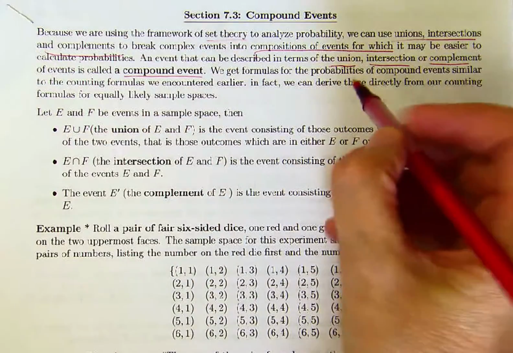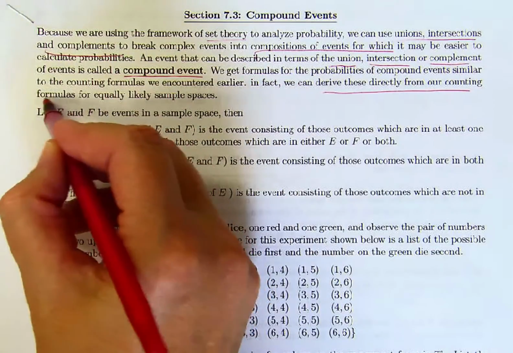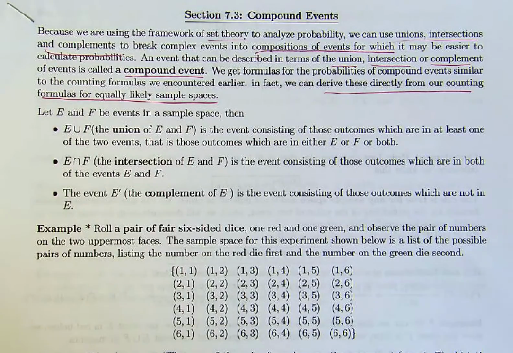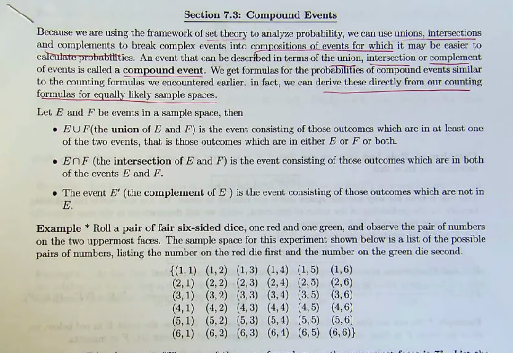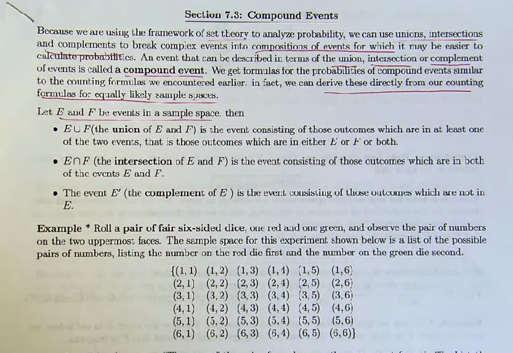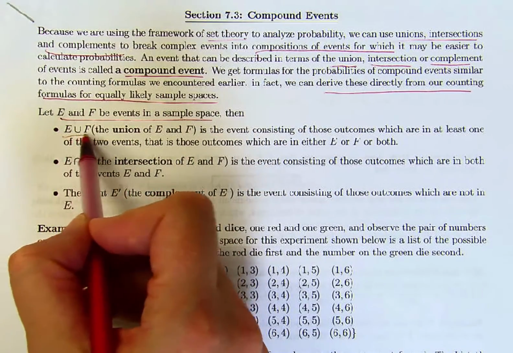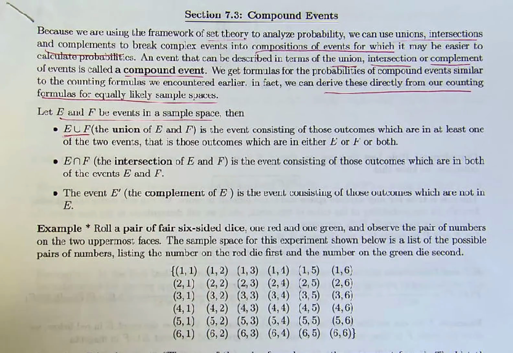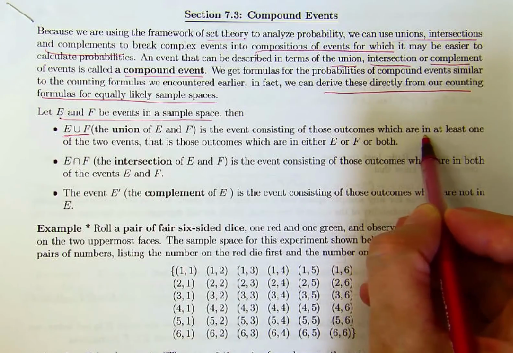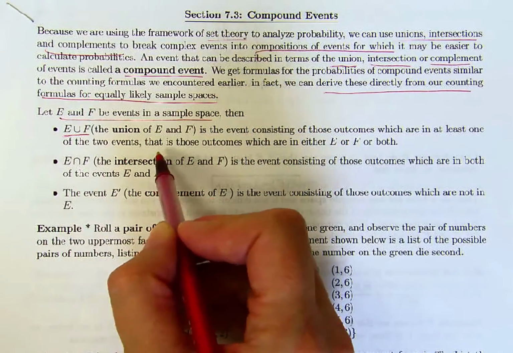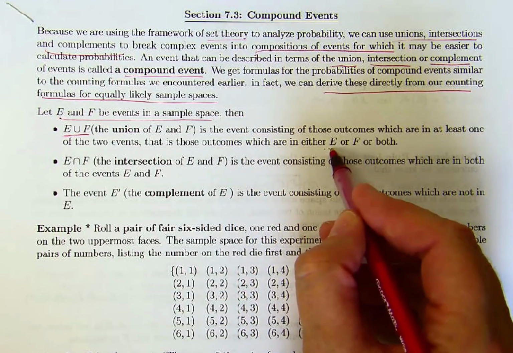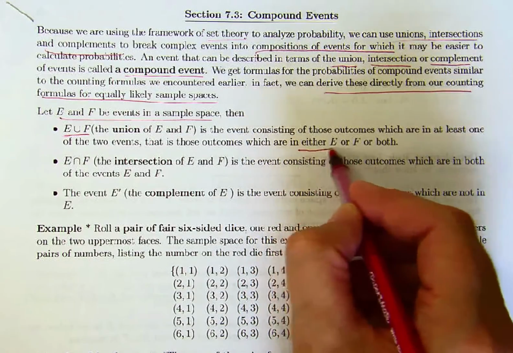We can derive these formulas directly from our counting formulas in the case of equally likely sample spaces. So recall that if E and F are events in a sample space, then E union F is the subset or the event consisting of those outcomes which are in at least one of the two subsets or events, E and F. So they're either in E or in F or in both.